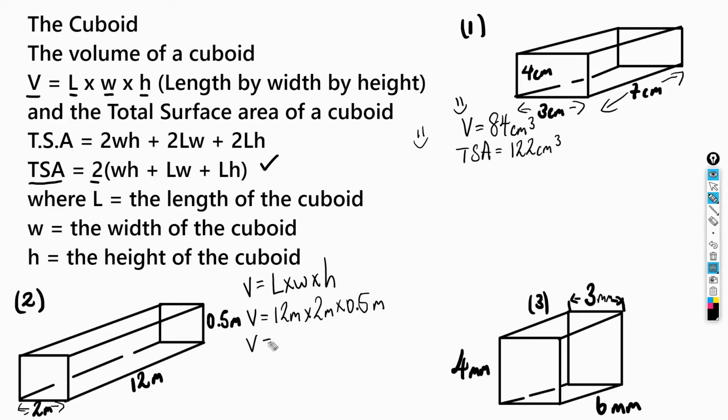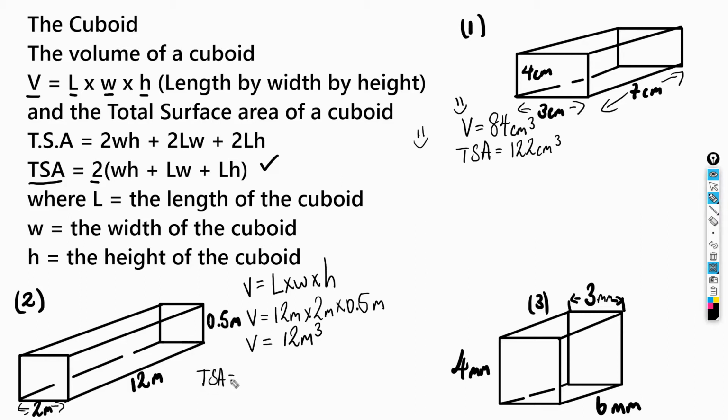So the volume should be equal to 12 times 2 would give us 24, and then 24 times 0.5 would actually give us 12 meters cubed. Okay, guys? All right, so that's pretty easy, so let's do the total surface area now.